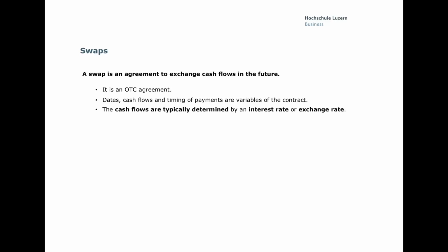A swap is an agreement between two companies to exchange cash flows in the future. The agreement defines the dates when the cash flows are to be paid and the way in which they are to be calculated. Usually, the calculation of the cash flows involves the future value of an interest rate, an exchange rate, or other market variable.